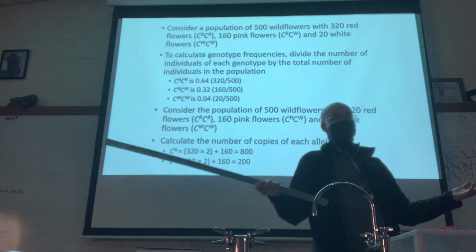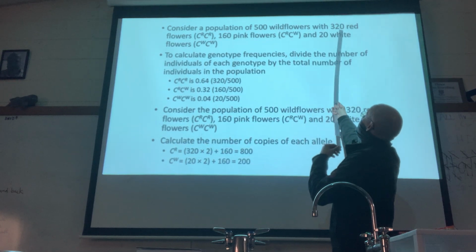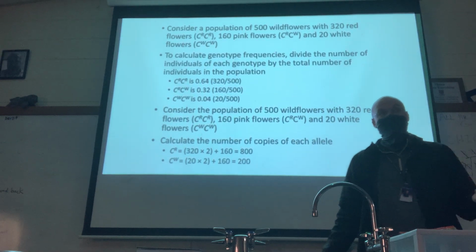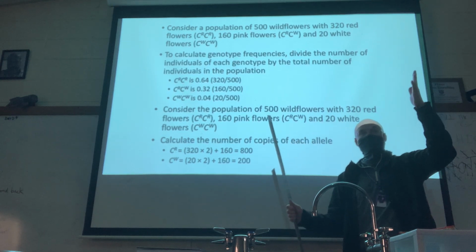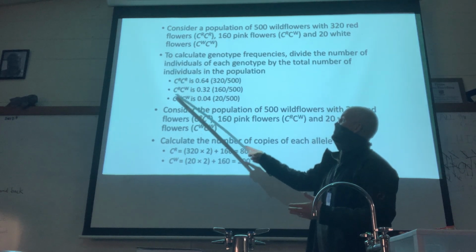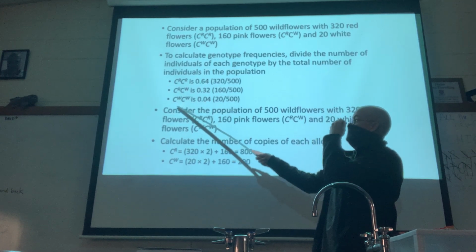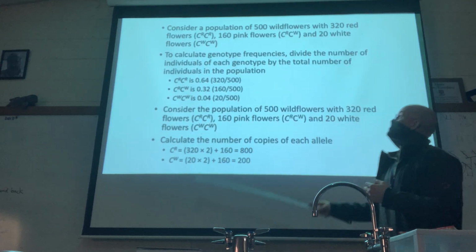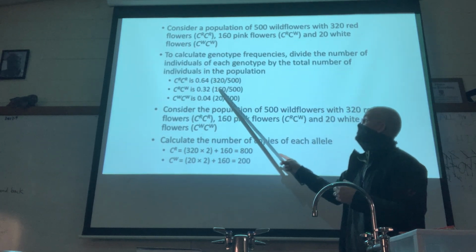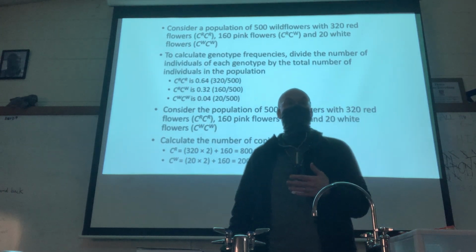Now, if you have a population of these flowers, then you can simply count how many of each phenotype you see. And in this case, every unique genotype has a unique phenotype. So every possible combination, you can see red, this combination is pink, this combination is white. So out of 500, we can figure out percentages or frequencies of certain phenotypes. That's actually called a phenotypic frequency.